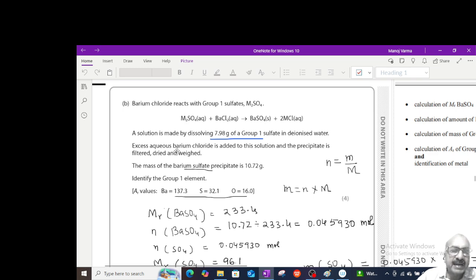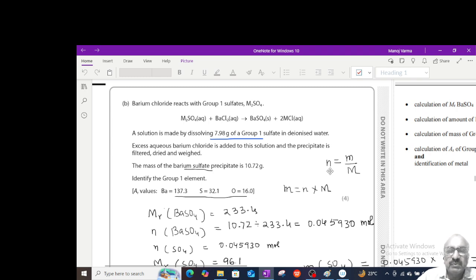We should add the excess barium chloride so that all of the M2SO4 is able to react and get converted into BaSO4. The mass of the barium sulfate so obtained was found to be 10.72 gram, and we have to identify the group 1 element. That means whether it is lithium or sodium or potassium, which are in group 1. The relative atomic masses have been given: barium, sulfur and oxygen. So how do we proceed?